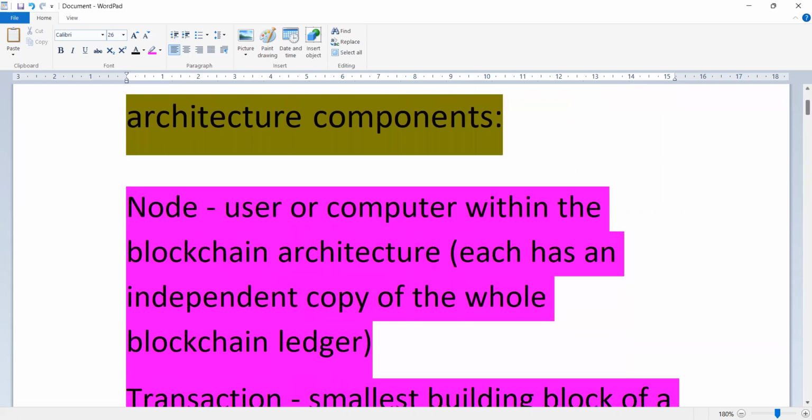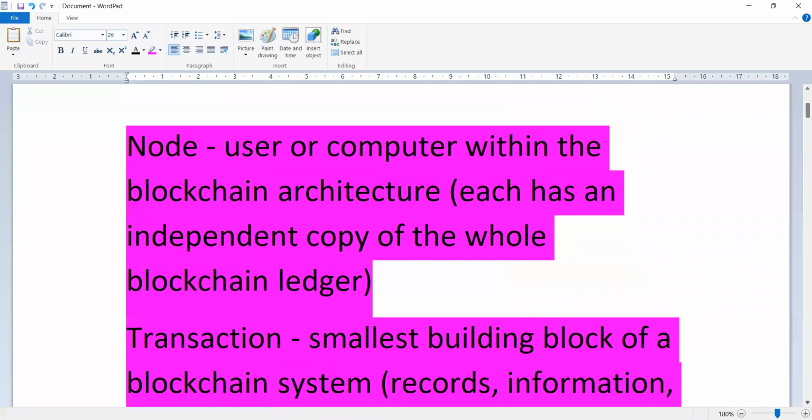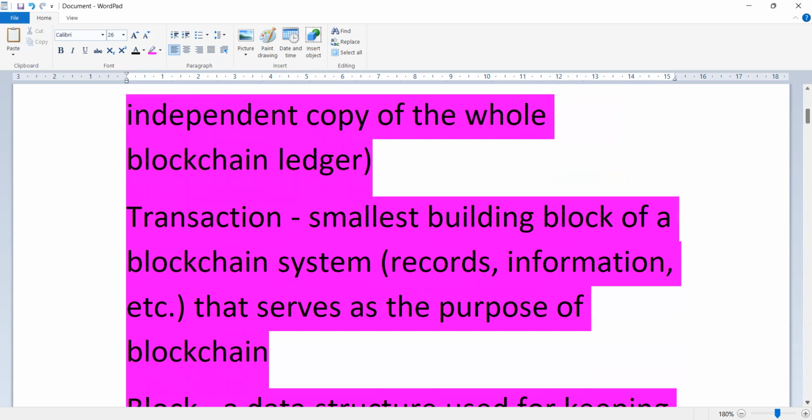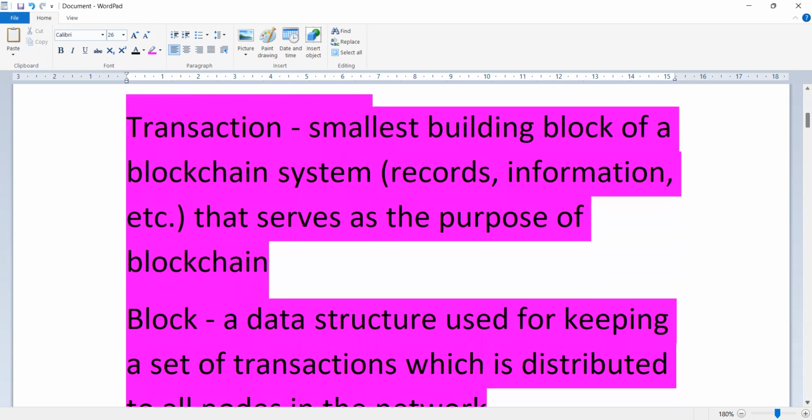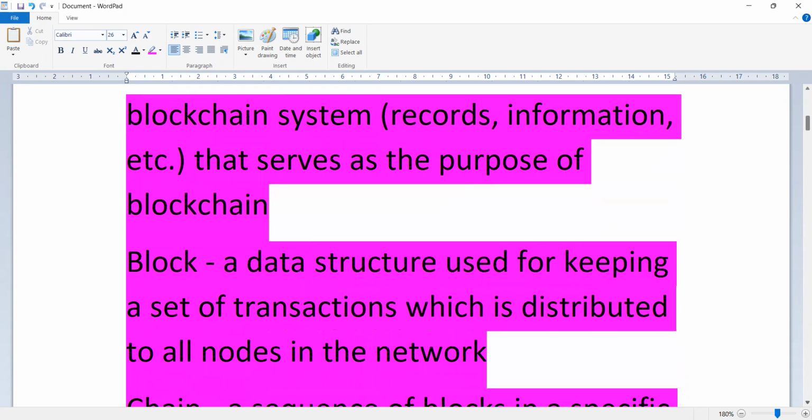First component, node: a user or computer within the blockchain architecture. Each has an independent copy of the whole blockchain ledger. This is a node. Transaction: the smallest building block of a blockchain system, that is, records, information, etc. that serve the purpose of blockchain.